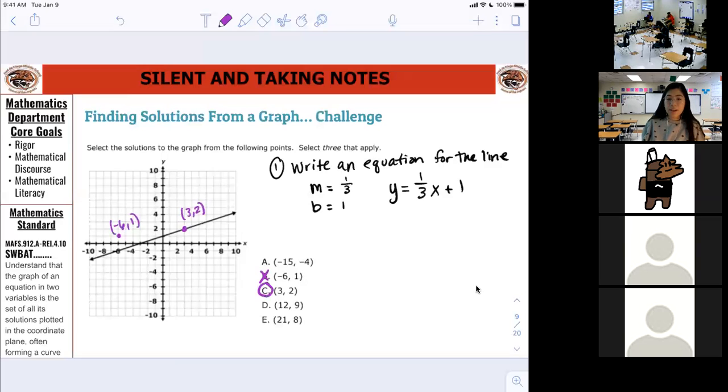But the rest, they're outside of the graph, so that's where the equation comes in. So we will have to plug it in with the X value and Y. Yes, exactly. So go ahead now, take another 5 minutes, plug in the X and the Y, and see if they work out for A, D, and E. 5 minutes, start now.